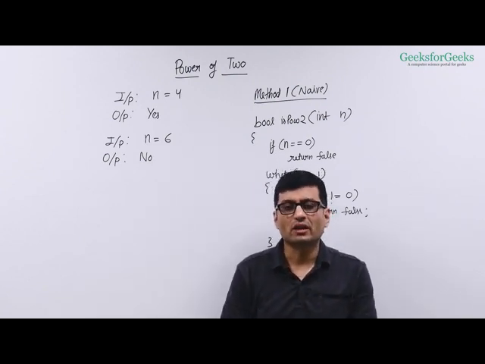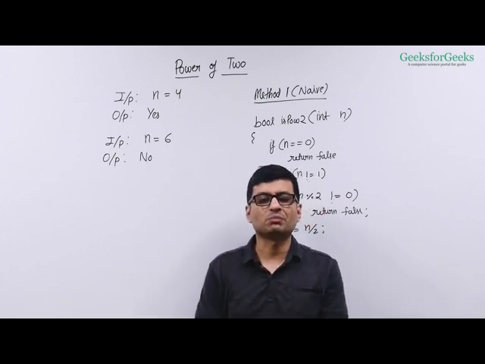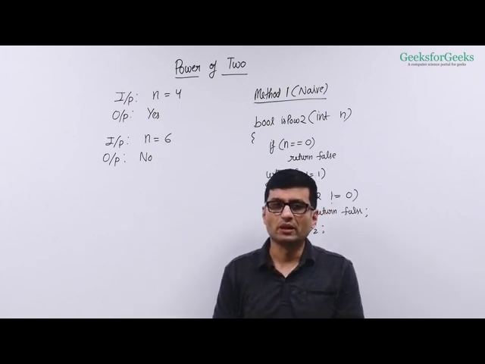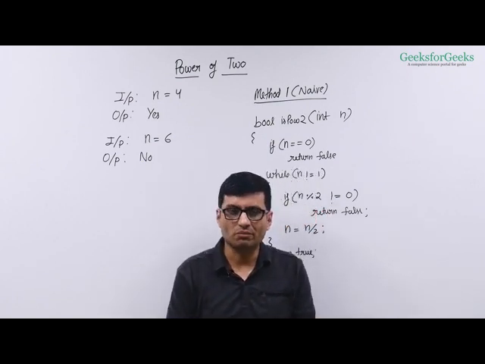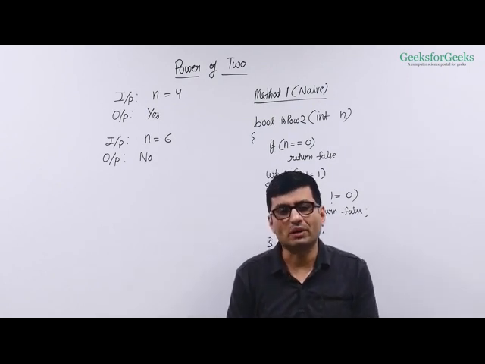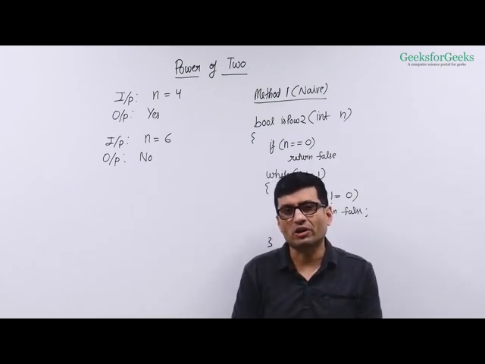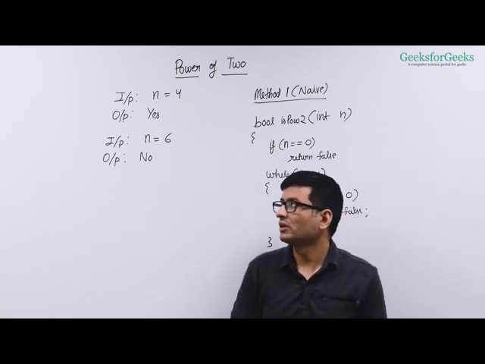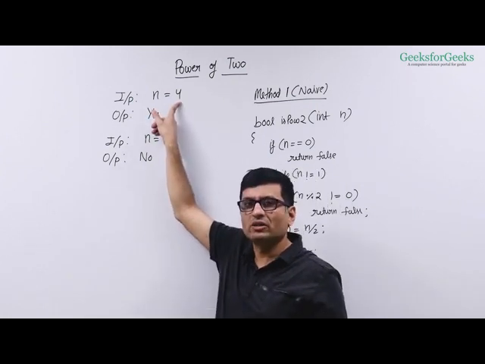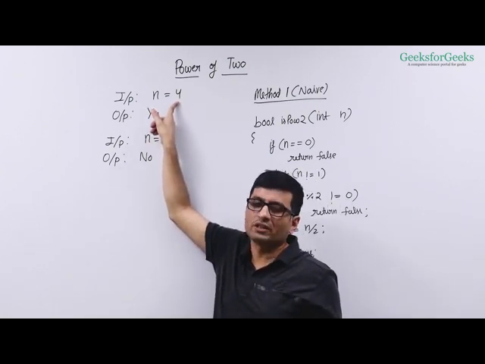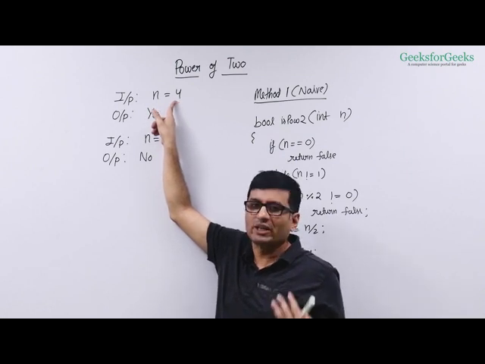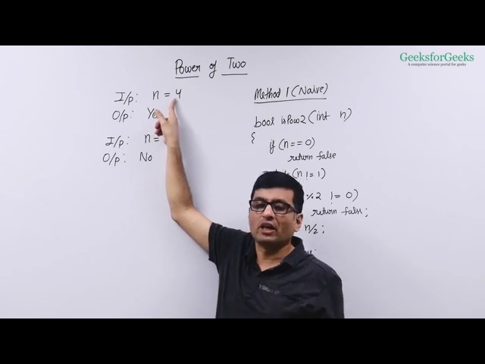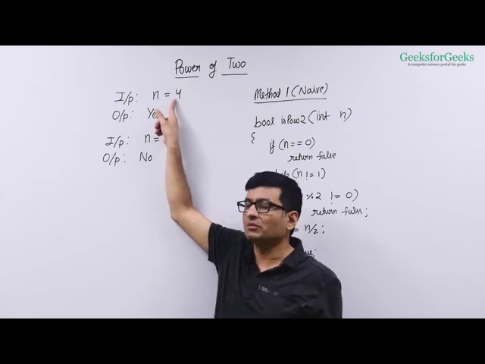So a simple idea, a naive idea to check whether a number is power of 2 or not is to repeatedly divide the given number by 2. At any point, if it becomes an odd number, then you say that this number is not a power of 2. And if it never becomes an odd number and finally becomes 1, then you say it's a power of 2. For example, 4. If you divide it by 2, you will get 2, which is an even number. If you divide 2 again by 2, you will get 1. So you get 1 at the end. If you get 1 without getting any other odd number in the middle, you say it's a power of 2.